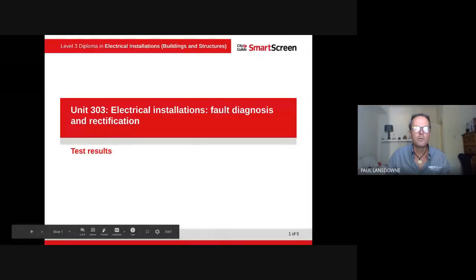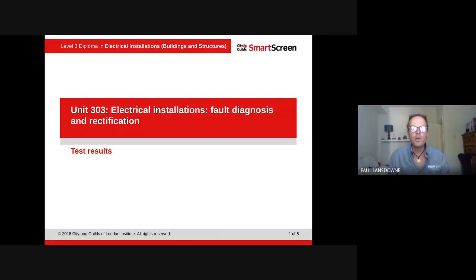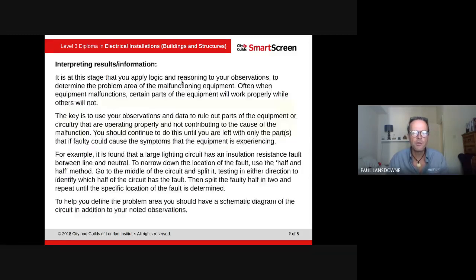So once again, with fault finding, we get test results. Now, when we've done test results before in inspection and testing, we get a test result and we get those figures and we need to write those figures down. Sometimes with test results, we just want a yes and no answer. So we're just going to have a look at the test results. So interpreting the results and information.